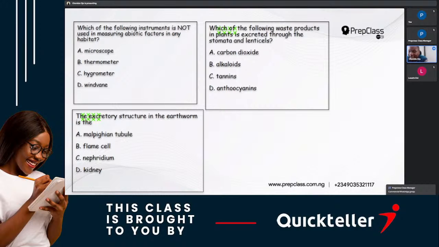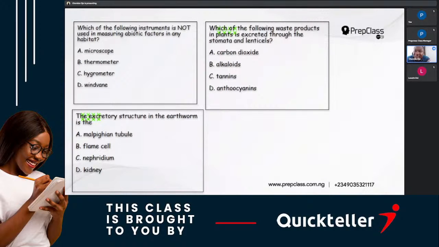The alkaloid is a nitrogen compound, and it is excreted through the root of the plant. Then we have the tannins. Tannins are found in the bark of the plant and are excreted through the bark. Then we have the anthocyanins, which are like adrenaline in human beings.